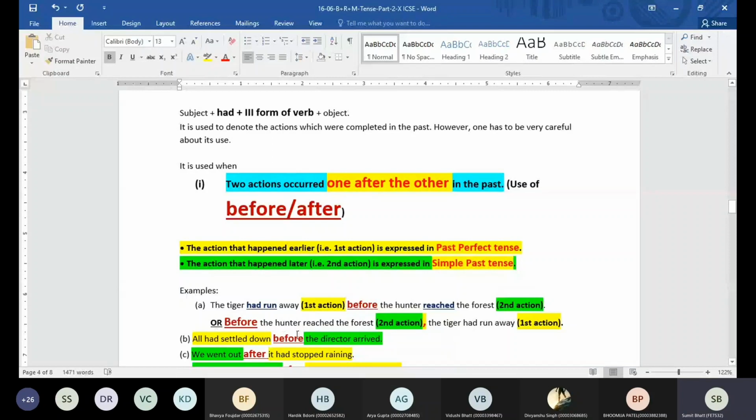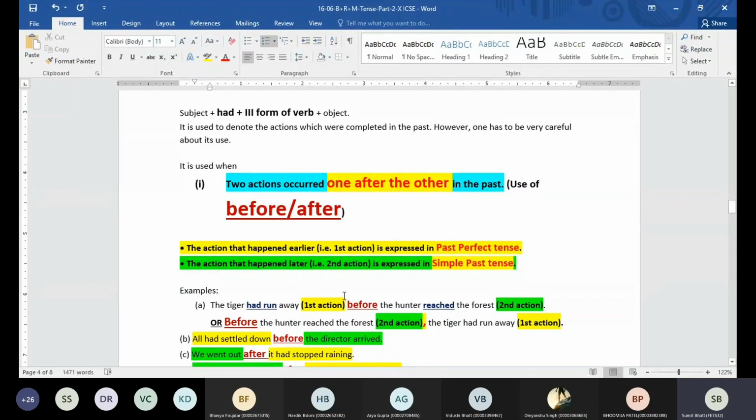Like here, we can see the tiger had run away before the hunter reached the forest. So we have the tiger had run away. That means this was the first thing which happened, and afterward the hunter reached the forest. So that's the reason we are saying the tiger had run away, and we are saying before the hunter reached the forest. So we are using past perfect for the first action, simple past for the second action.